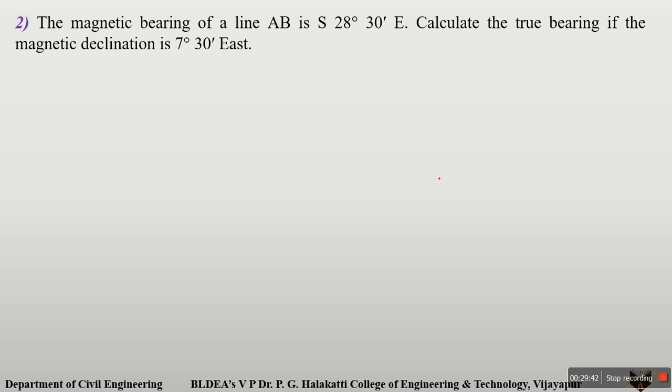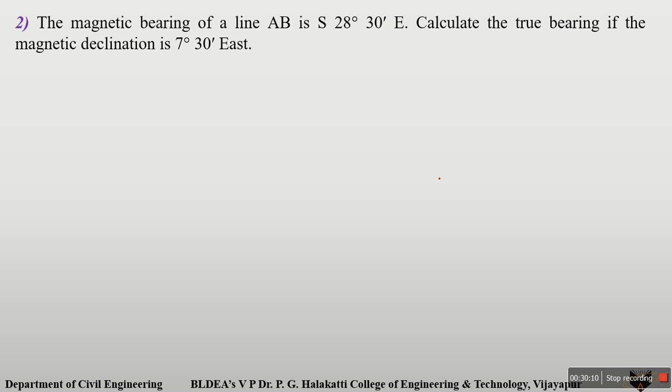Similarly, I am solving one more problem on the calculation of declination, if the bearing is given in the quadrantal bearing system. Just observe here, the magnetic bearing of line AB is south 28 degree 30 minutes east, and calculate the true bearing if the magnetic declination is 7 degree 30 minutes east side.